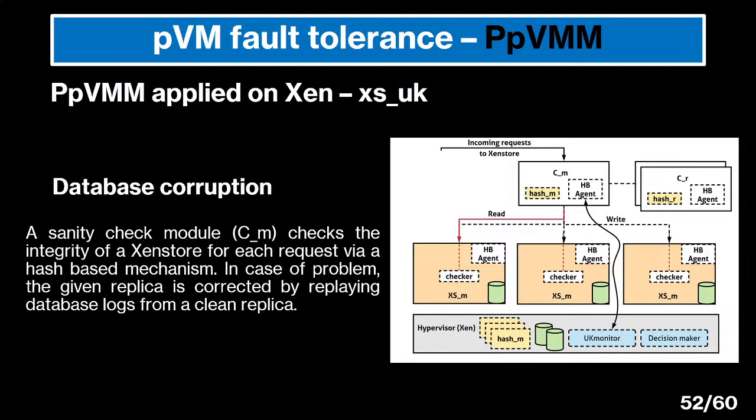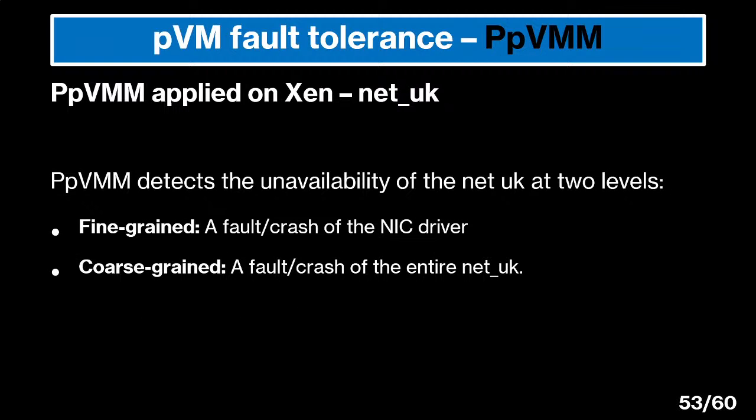The recovery consists of replaying logs of requests in order to obtain the same XenStore. For the Net UK, aside from the unavailability, for the unavailability problem, it can happen at two levels.